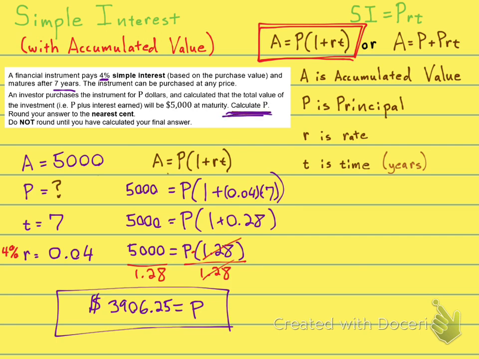Now let me look at the question real quick to make sure I did it correctly. I calculated P, that's my principal. And did I round to the nearest cent? It's already rounded for me. Do not round until you have calculated your final answer. So in this case, I don't need to round because it's already down to cents, and I'm done.